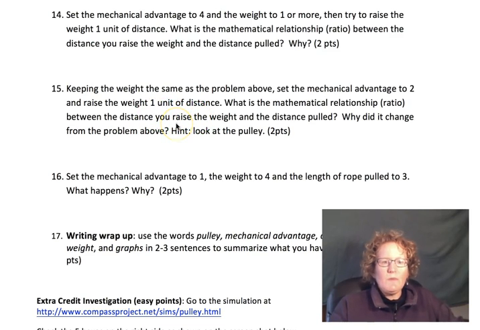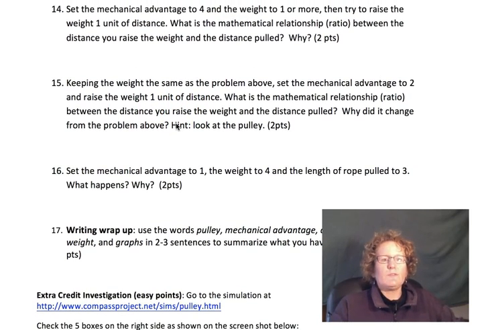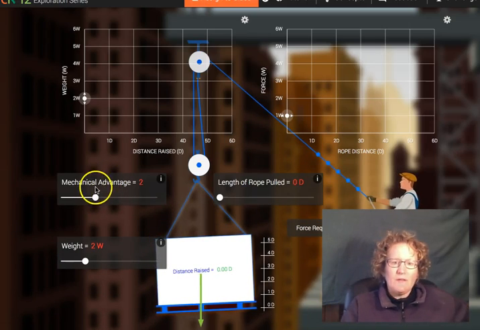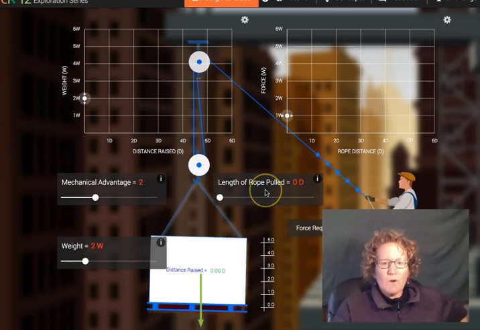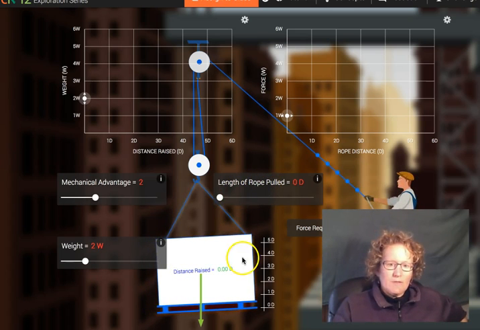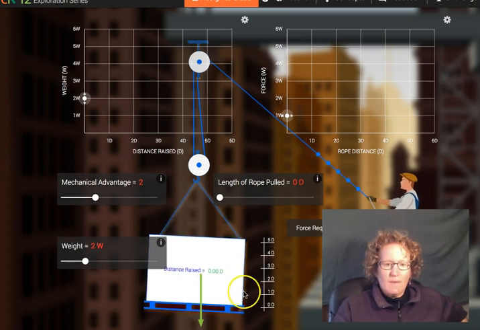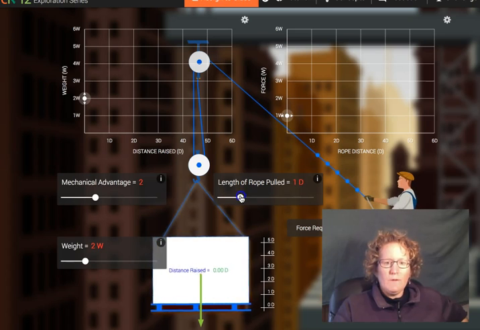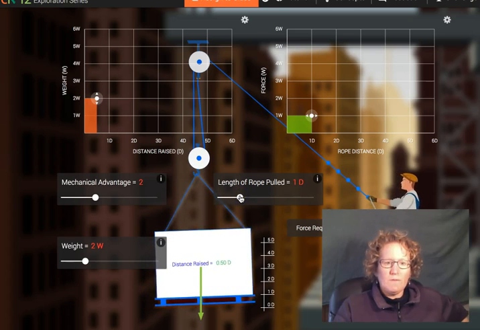Now let's do it keeping the weight the same. Set the mechanical advantage to 2 and raise the weight 1 unit of distance. What's the mathematical relationship or ratio between the distance you raise the weight and the distance pulled? Why did it change from the problem above? Okay, so now we have the mechanical advantage of 2 and the length of the rope pulled as 0. Let's try to get this weight 1 unit of distance up. So let's pull the rope 1 unit of distance.